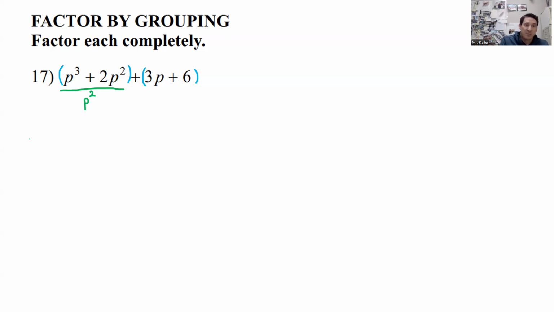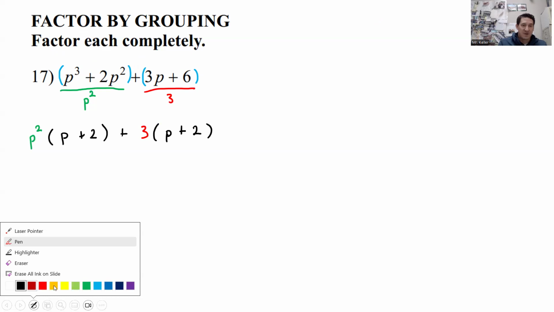So on the first grouping, the factors are going to be p squared times p cubed divided by p squared, which is p, plus 2p squared divided by p squared. Those p squareds cancel out. So it's p squared times (p plus 2). Plus, on the next grouping, the greatest common factor between 3 and 6 is 3. This has a p, this doesn't, so I can't divide out a p. So on this grouping, the factor is going to be 3. And 3p divided by 3 is p, 6 divided by 3 is 2.